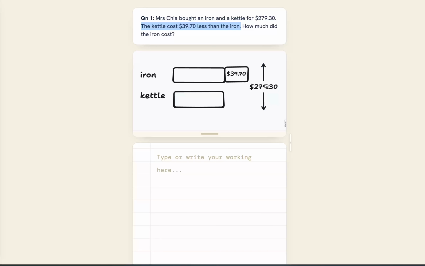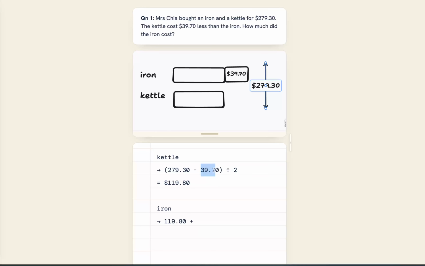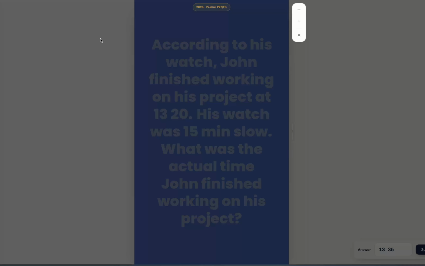We know the total is $279.30. So that means the kettle is essentially 279.30 minus 39.70, and then we divide it by 2. This will cost $119.80. So for the iron, it is $119.80 plus 39.70, and this will be equal to $159.50. There you go.